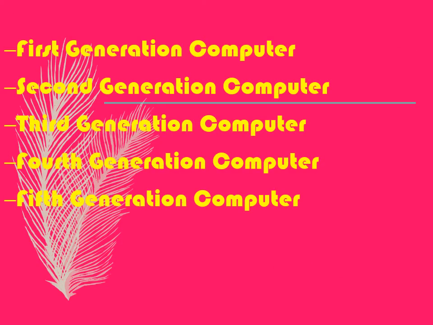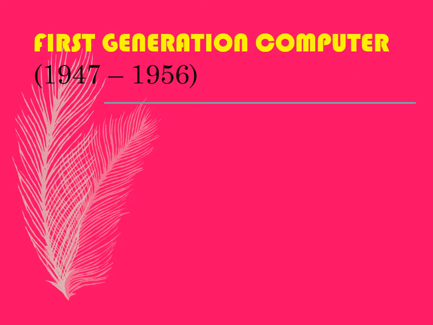Computers are being classified into 5 generations: first generation computer, second generation computer, third generation computer, fourth and then fifth generation computer. Now we'll be studying in detail about these 5 generations of computers. The very first one, first generation computer, it was during the period 1947 to 1956.